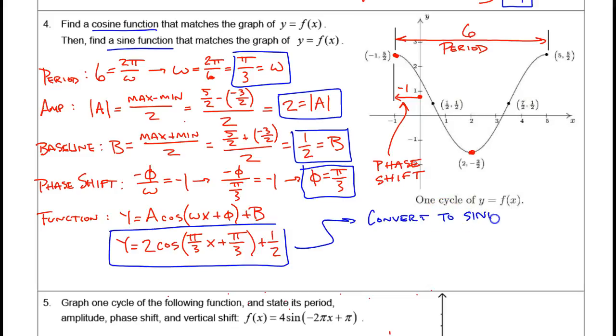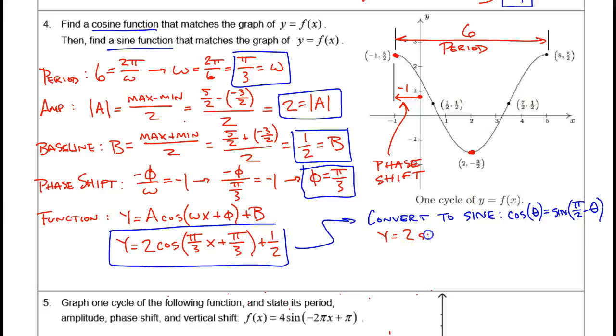Absolutely not. That would be absurd. Because we already know that there's a cofunction identity between cosine and sine. Remember, the cosine of theta is equal to the sine of its complement, pi over 2 minus theta. So all I have to do is take this stuff in here, subtract it from pi over 2, and I'm going to have an equivalent sine function. So let me write that out for you.